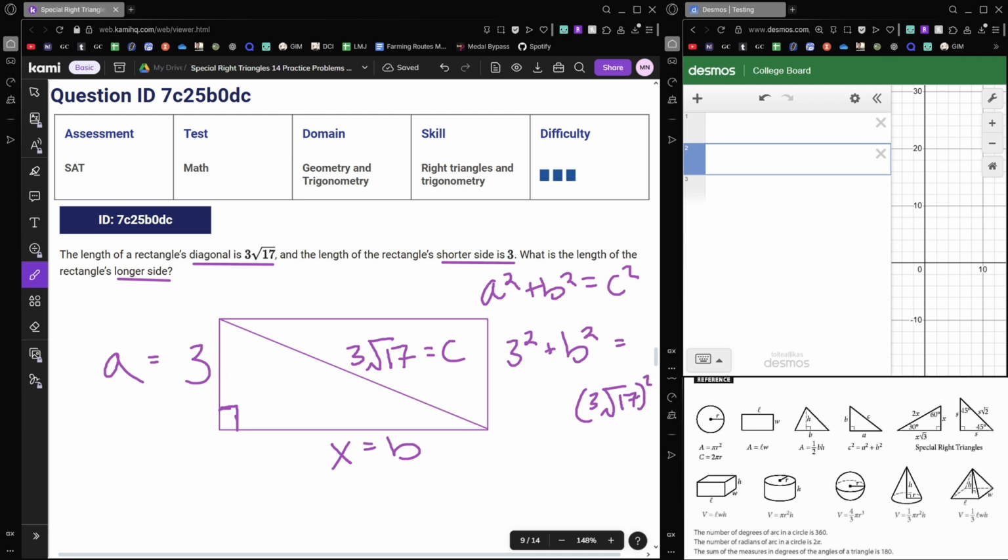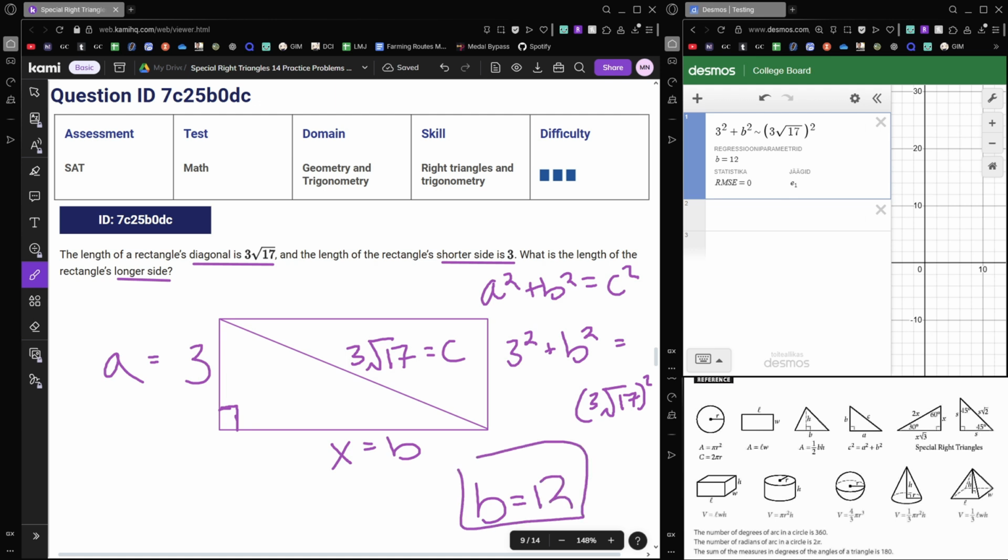Now you could do this by hand, or you could just go ahead and put it in Desmos. So 3 squared plus b squared. Instead of an equal sign, you want to put a tilde. And then 3 square root 17 squared. And then you get that the length of the longer side is equal to 12.